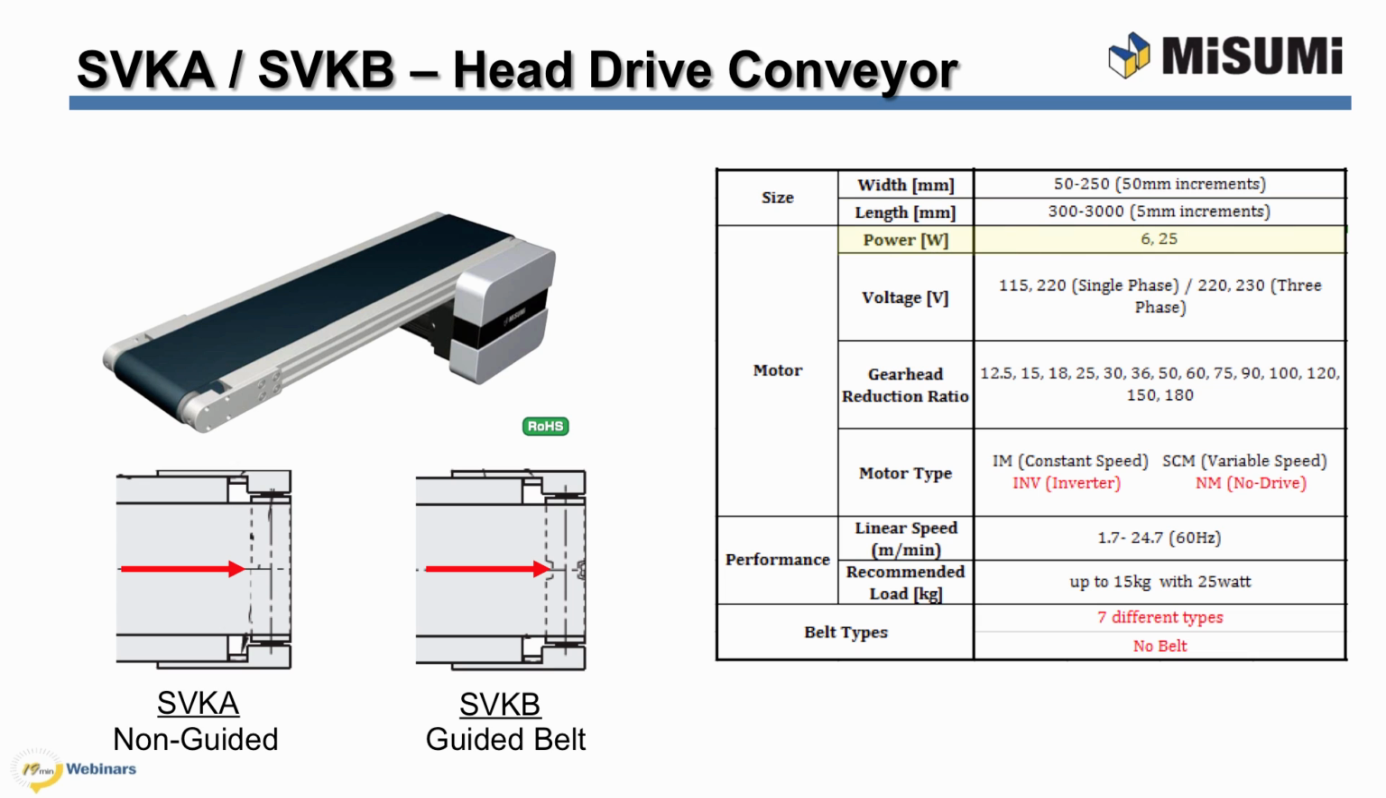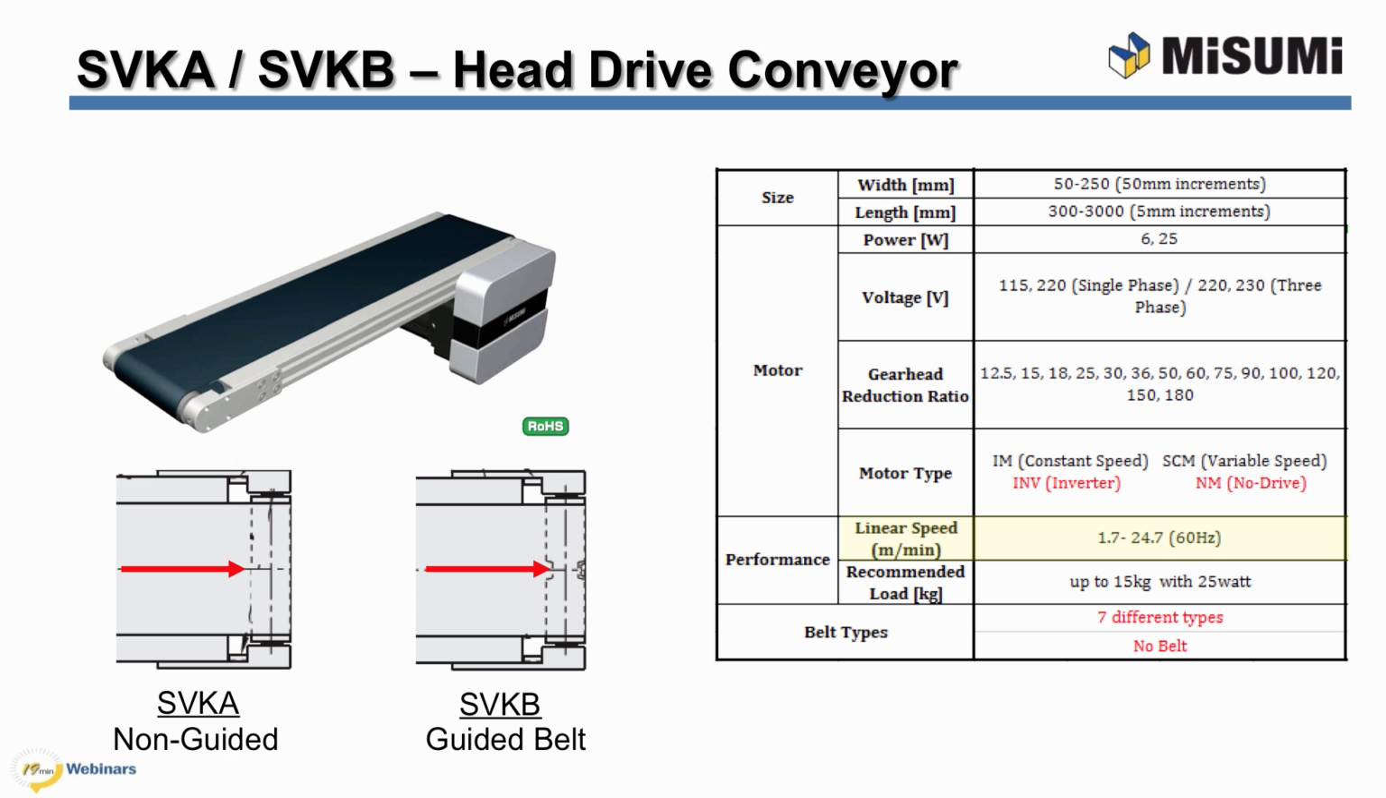Motor option available would be either a 6 or 25 watt. Voltage option available in single phase 110 VAC or 220 VAC. You can also select 3-phase 230 if necessary. Gear reduction ranges from 12.5 up to 180:1 ratio. Two types of motor are available, a constant speed motor or a variable speed.